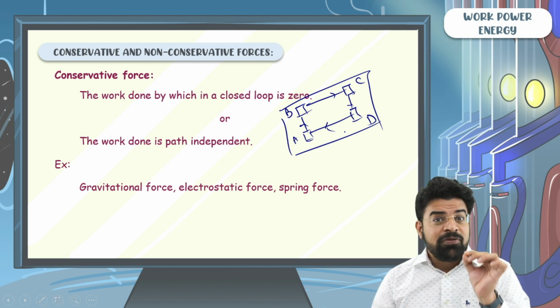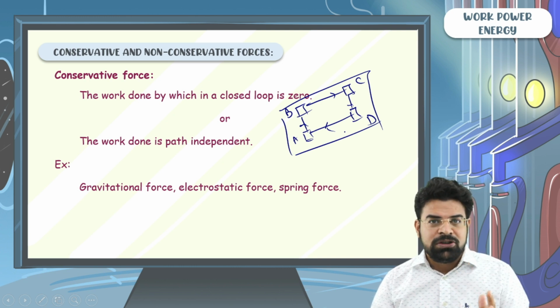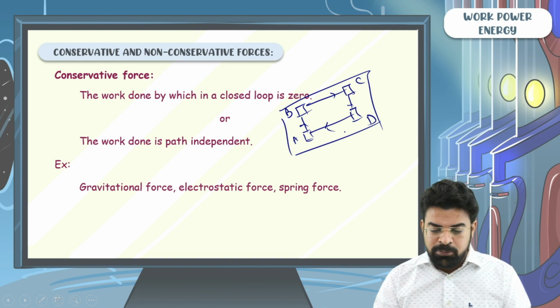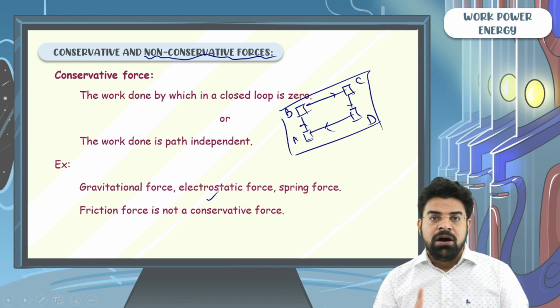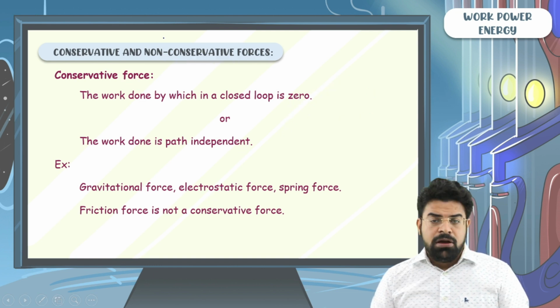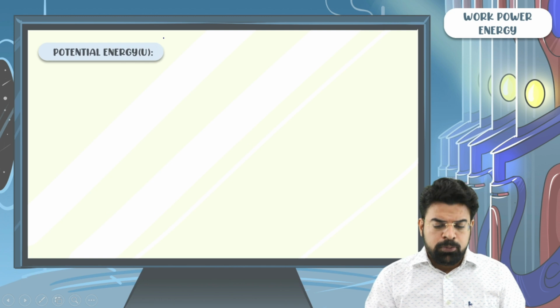So work done by friction in a closed loop is also not zero. So friction is a classical example of non-conservative forces. So friction force is not a conservative force. Remember this thing. So now let's talk about potential energy.